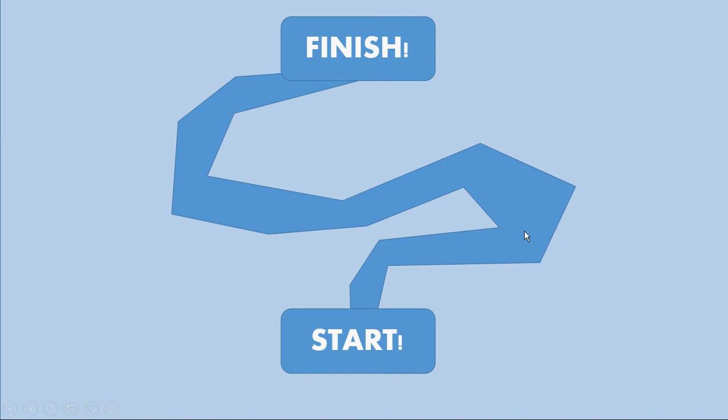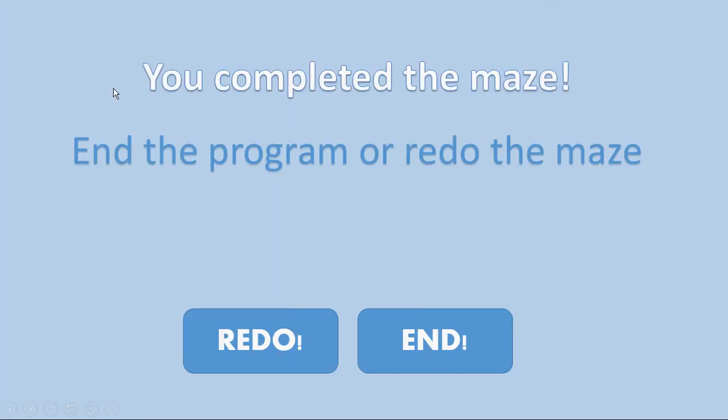And you're going to move through the maze. Say you make it this time. When you go over the finish, it says you completed the maze. And you can either redo the program or you can end the program. And if you redo, it's just going to go right back to the beginning. And if you end it, it's going to end the program.